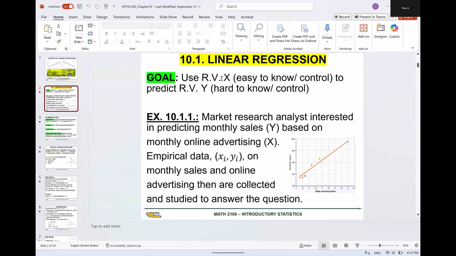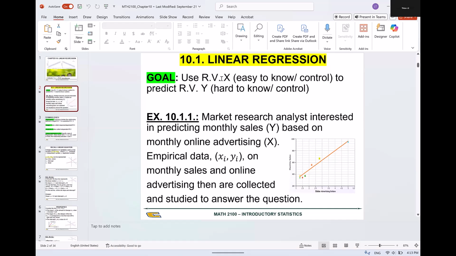So in an example like 10.11 here, the market research team is interested in trying to predict the monthly sales Y based on the monthly online advertising X. In this case, you can see that the monthly online advertising is something you can control. You can decide to spend more money or less money on the advertising fee. And the monthly sales is something you cannot control.